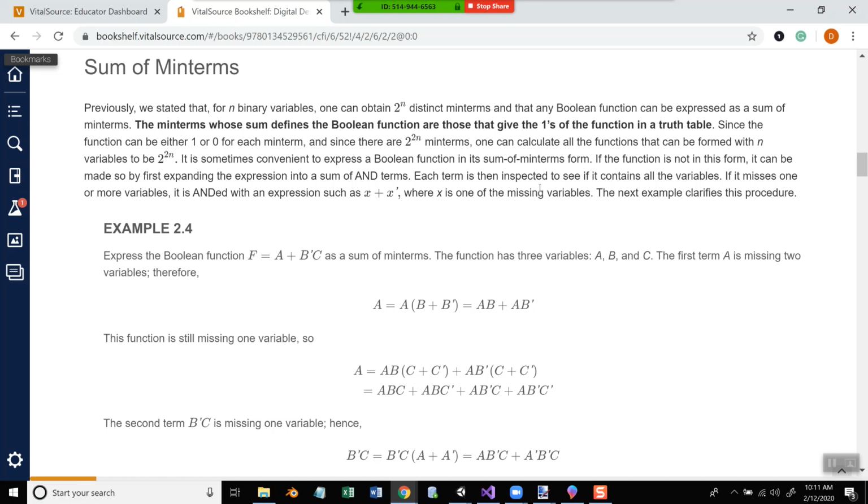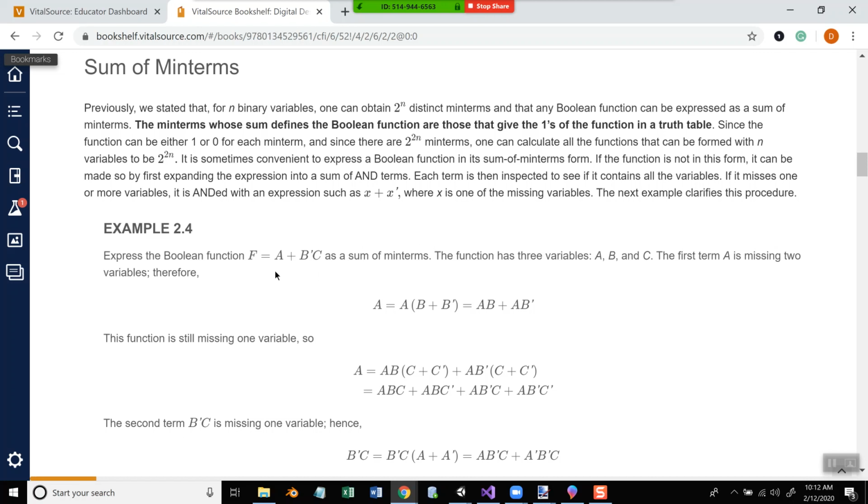If the function is not in this form, it can be made so by first expanding the expression into a sum of and terms. Each term is then inspected to see if it contains all the variables. If it misses one or more, it is anded with expressions such as x plus x prime, where x is one of the missing variables.